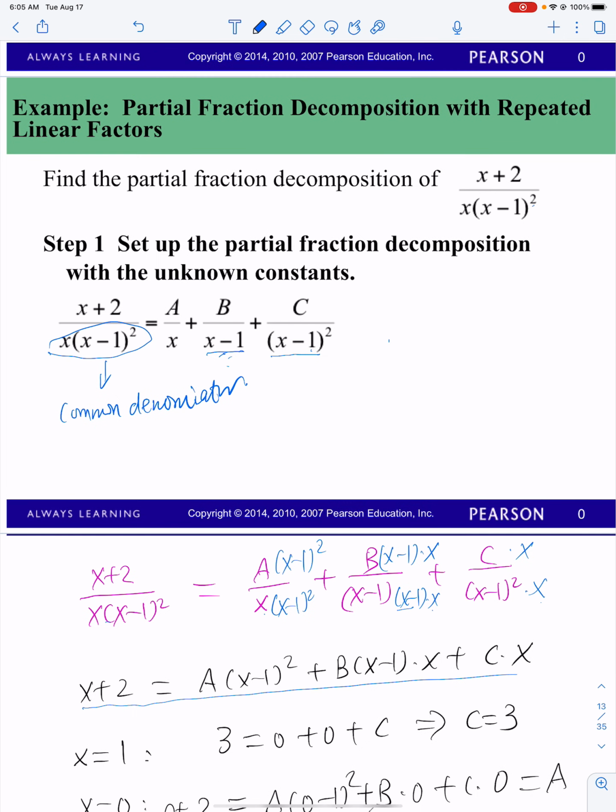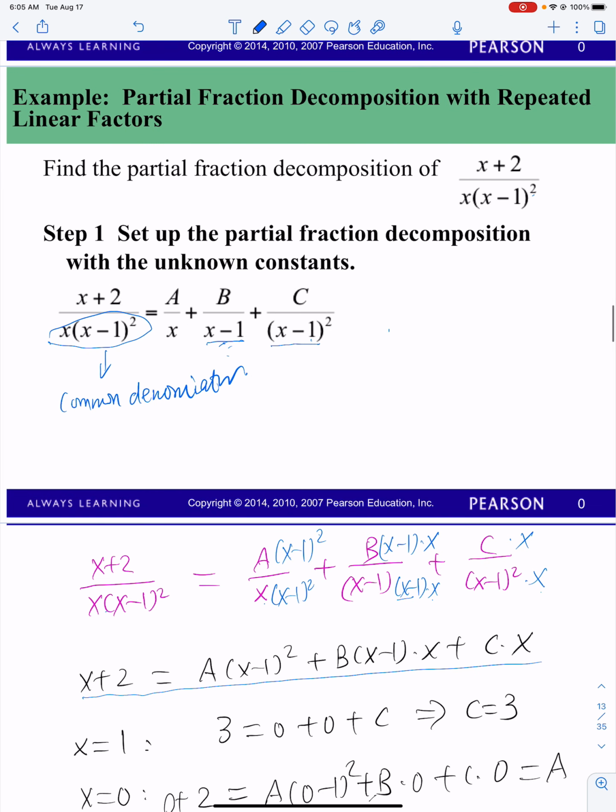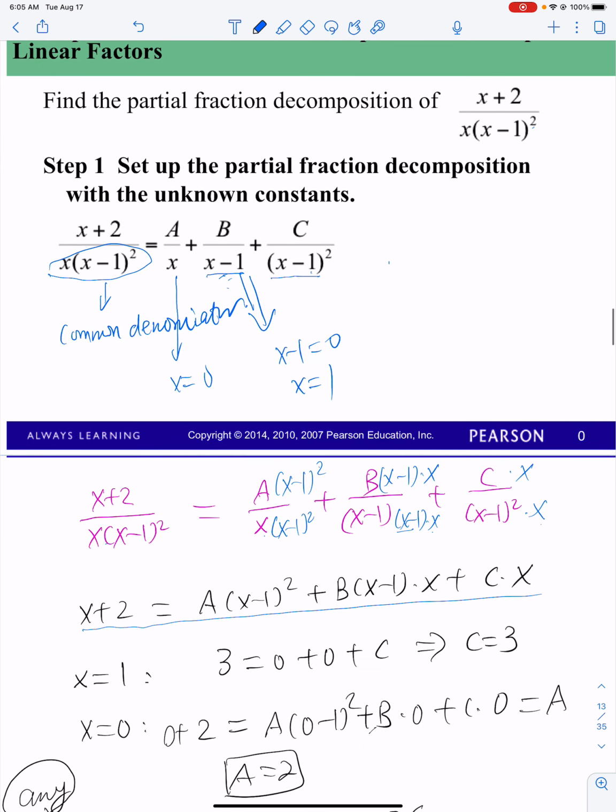You have this. Okay, so what are the typical zeros you want to choose? Special values: you can choose x equal to 0 or x minus 1 equal to 0, so this is x equal to 1, yeah? Whatever you choose, you can choose x equal to 1 and x equal to 0. When x equal to 1, this term goes away, so you only have 3 equal to c. And when x equal to 0, you have 0 plus 2 equal to a, so a equal to 2.